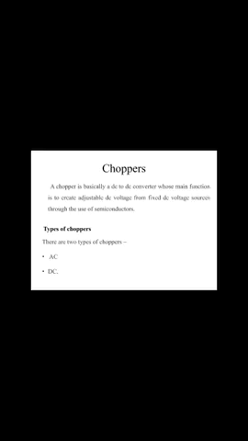At first, what is a chopper? A chopper is basically a DC to DC converter whose main function is to create an adjustable DC voltage from a fixed DC voltage source through the use of semiconductors. There are two types of choppers, named as AC and DC.